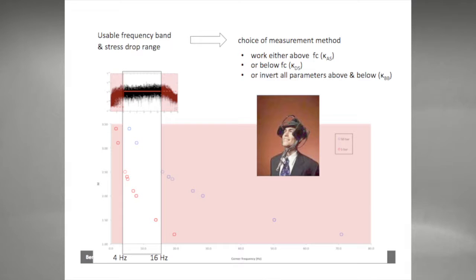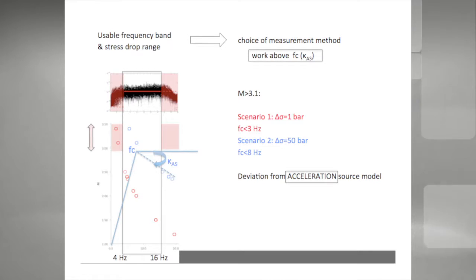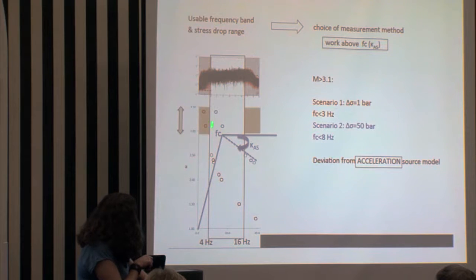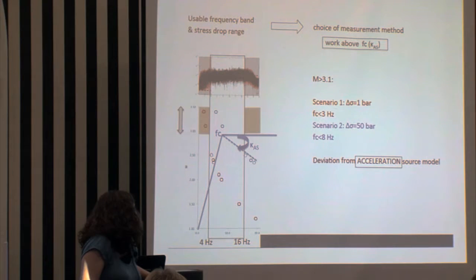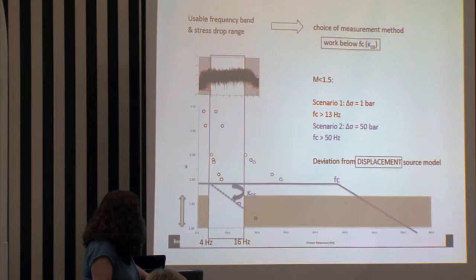So if we start with method number 1, the traditional kappa working above the corner frequency, we're looking at these guys here, above magnitude 3. Corner frequencies might range from here to here. Of course, they might range even outside that range. Be that as it may, if we go here, we can expect to measure kappa as the deviation from the flat bit here on the acceleration model.